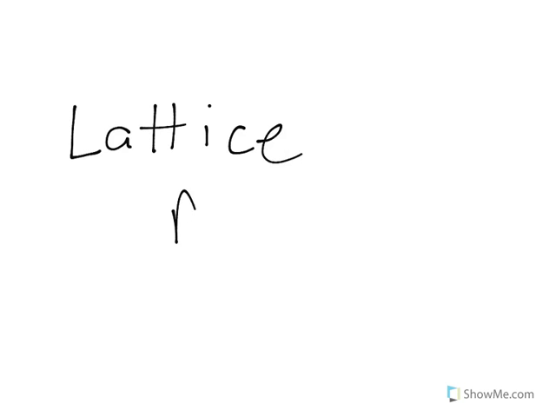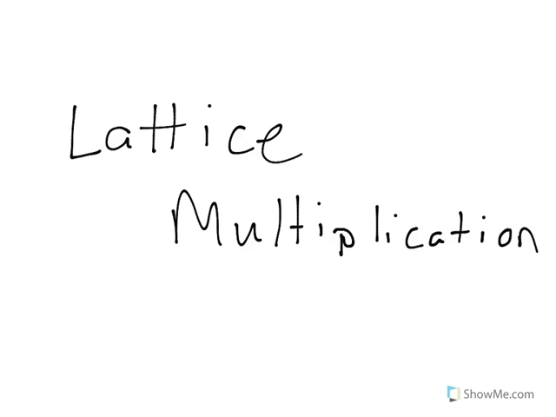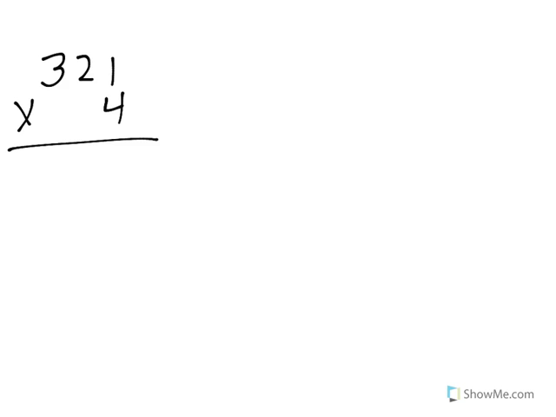Want to look at another strategy to help us multiply. This strategy is called lattice multiplication. This will help us when we are multiplying large numbers. So with lattice multiplication, let's say we're going to work out 321 times 4.